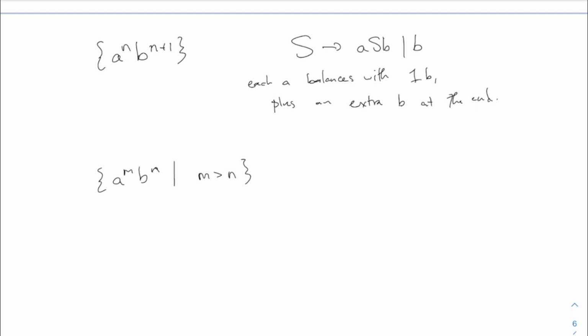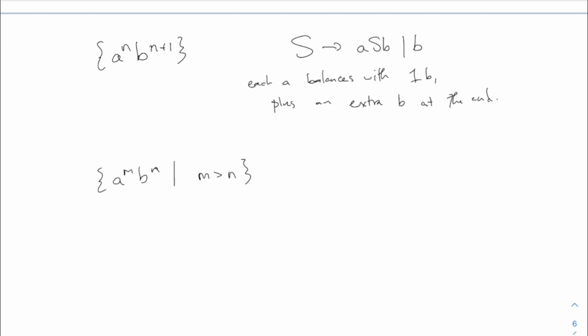How could we make this happen? Anybody got an idea? Yeah? You do ASB or AS or A. Okay. I kind of like this idea. I think what he's thinking is, it's kind of like this, right? This one produces one extra B at the end. The way that I would think this through is the M is more than the N. That means the number of A's is more than the number of B's. I could think of that as saying, imagine you make the number of A's and B's the same to begin with, but then at the end you make a whole bunch of extra A's.